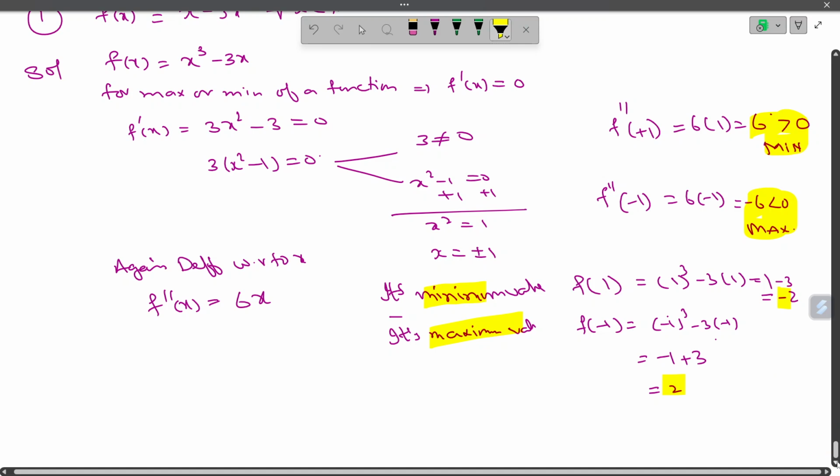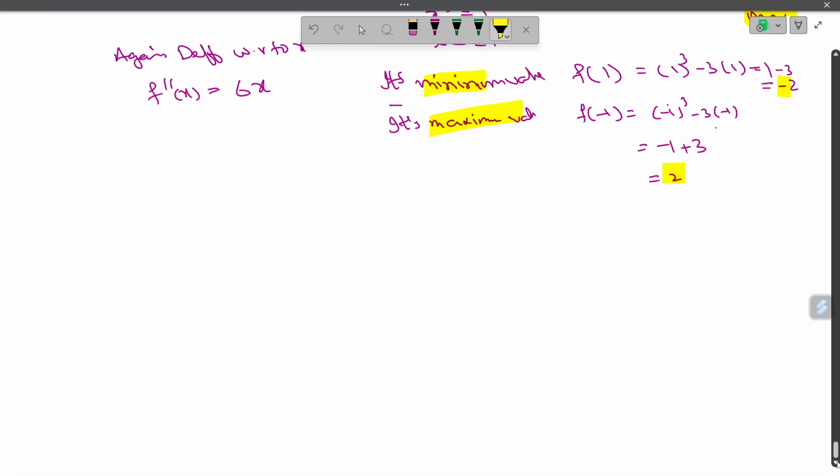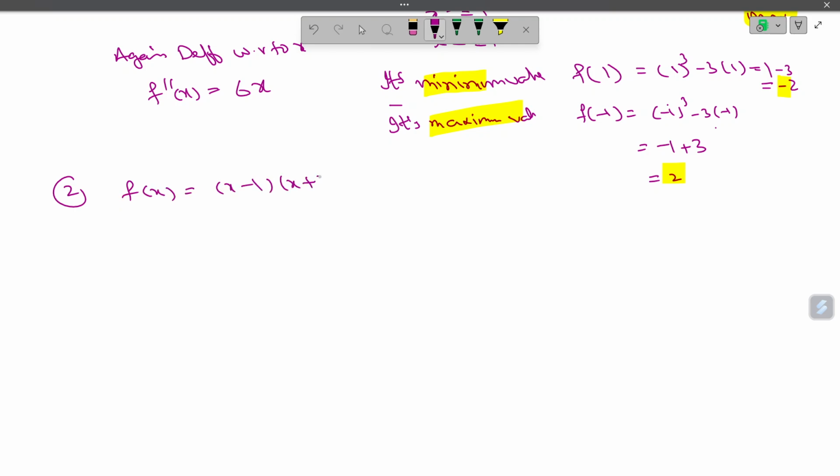Same finding. So we did it for an algebraic equation. Now let me go for one more polynomial problem. Suppose f of x equal to x minus 1 into x plus 2 whole square. Find the maxima and minima of the function.